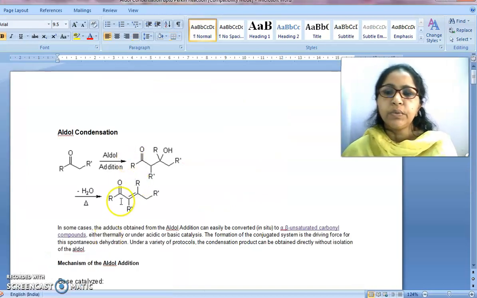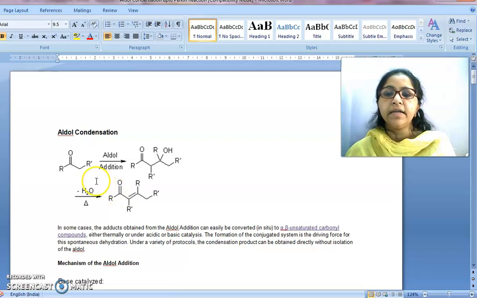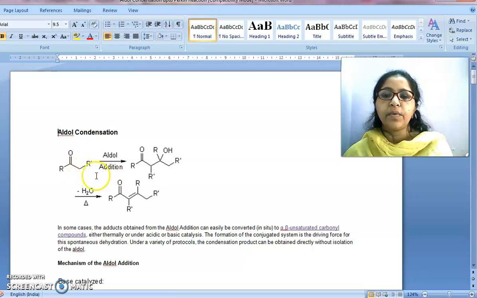Aldol condensation. As you know, what is aldol condensation? Aldol condensation is an addition of two ketonic or aldehydic compounds, where the first necessary thing required is that it should have an alpha hydrogen. If the compound does not have an alpha hydrogen: adjacent to the functional group, the carbon that is bonded is called the alpha carbon, and that particular carbon should have hydrogen. That is the first point.